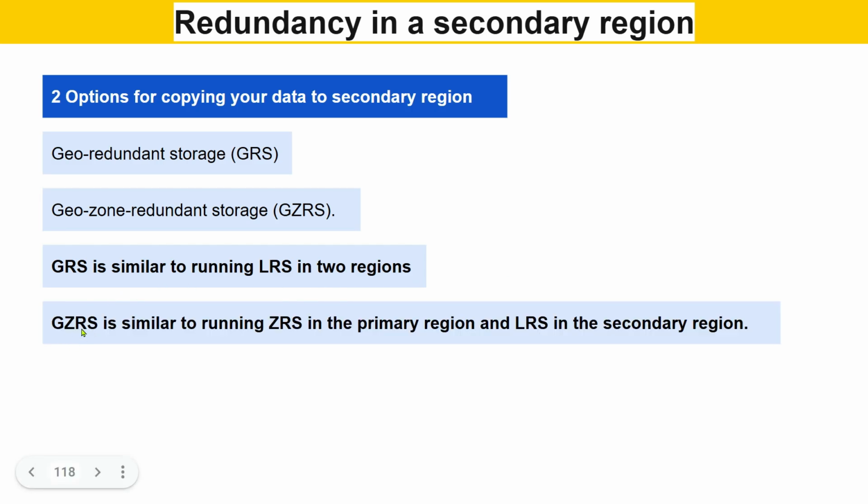Now, Geo-Zone-Redundant Storage, right? GZRS is similar to running ZRS, not LRS, in the primary region. ZRS means in the same city, in 3 different locations of the city, there are 3 different data centers where your data is there. Zone 1, zone 2, zone 3, your data is there in the primary region. And LRS in the secondary region. In any one of the data centers, your data is there in the secondary region.